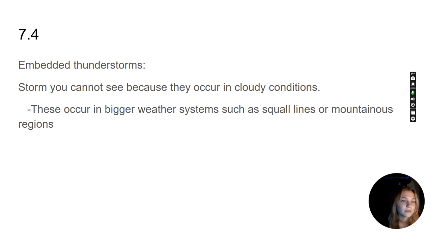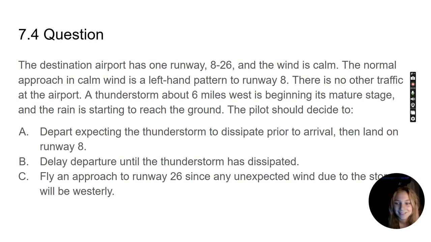Embedded thunderstorms. Storms you cannot see because they occur in cloudy conditions. These occur in bigger weather systems such as squall lines or mountainous regions. So, those can happen. Look out.